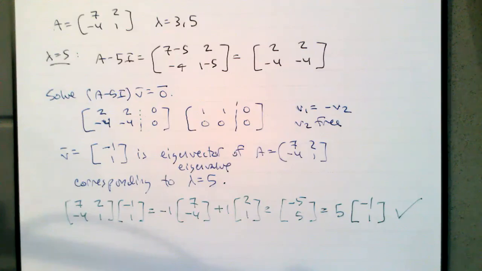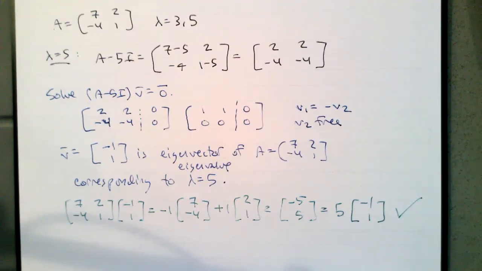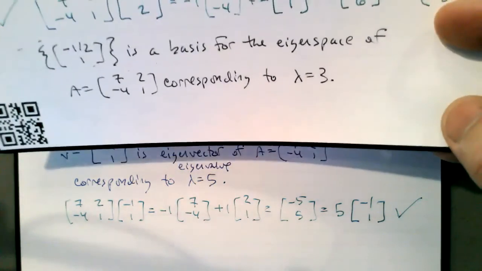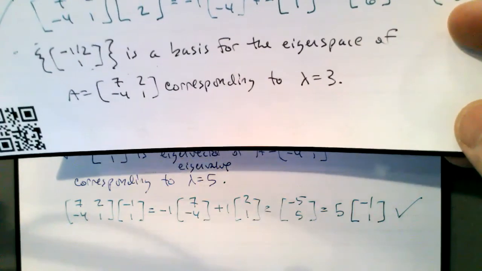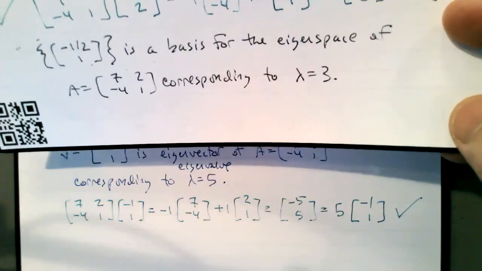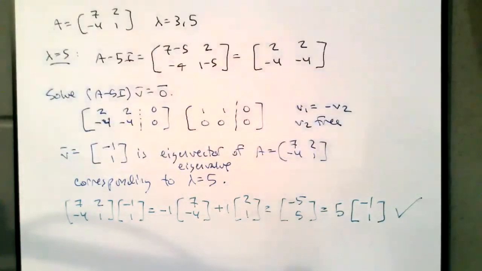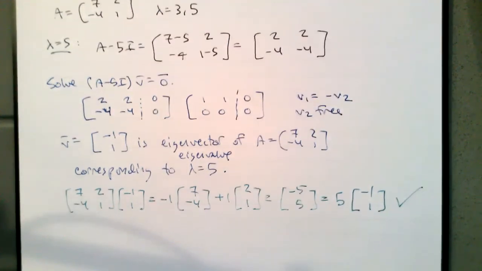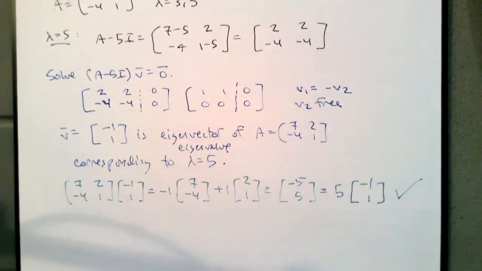Similarly, any multiple of -1, 1 will also be an eigenvector of A corresponding to lambda equals 5. So we could say that -1, 1 is a basis for the eigenspace of A corresponding to lambda equals 5, in the same way that we wrote it up here. Notice that when I'm talking about a basis, I'm talking about a set of vectors. That's why the extra set notation shows up around the vector. There's only one, so if you left that off, that would be fine.